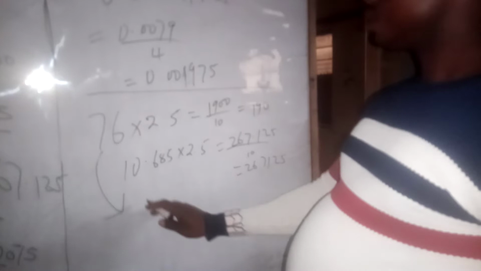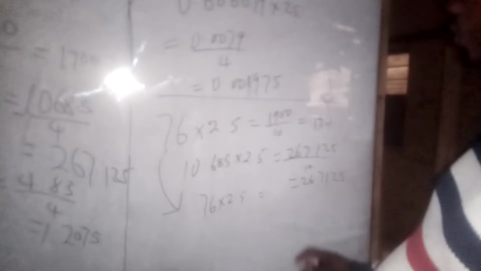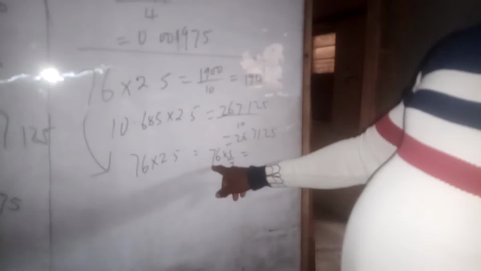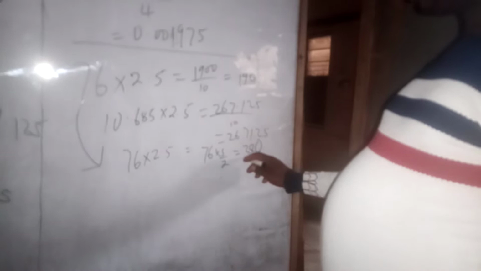Alternatively, you can do it this way: 76 times 2.5 as 76 times 5 over 2. I know when I told you the secret of multiplying a number by 5, I said half the number and move the decimal place one step forward. So 76 times 5 will give you half of 76, which is 38. Moving the decimal place one step forward gives you 380, then over 2, that gives you 190.